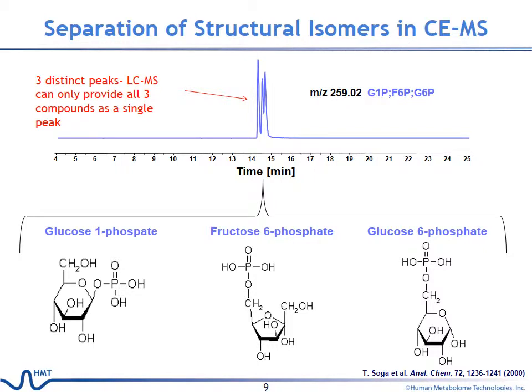In CE, the mobility of ions is not only dependent on their charge, but also their radius, which allows us to effectively separate structural isomers of the same mass, but with different dimensions. An example is our ability to separate glucose 1-phosphate from fructose 6-phosphate and glucose 6-phosphate, which all have the same mass-to-charge ratio. Most LC-MS platforms detect these 3 metabolites in a single peak, and thus report these as combined M over Z values. However, these 3 metabolites can be involved in different metabolic processes, for example, glycolysis versus glycogen synthesis and degradation pathways.